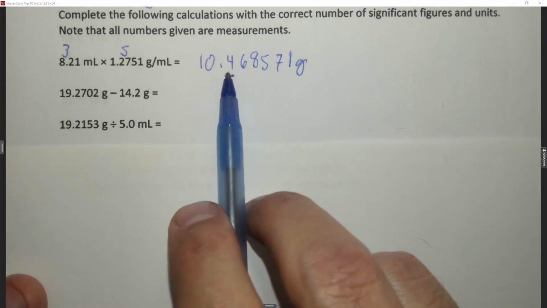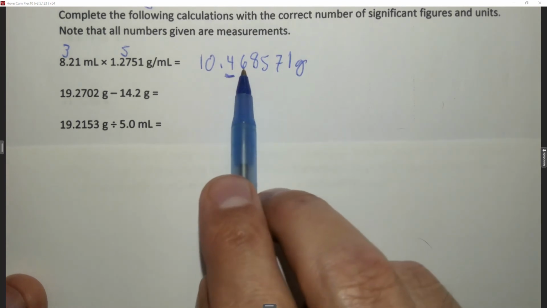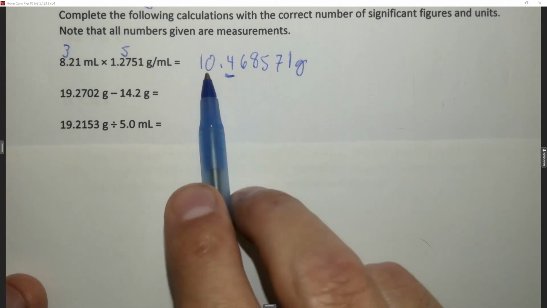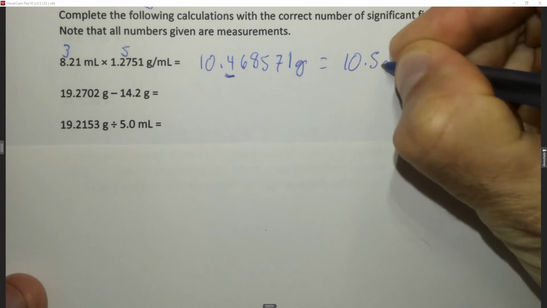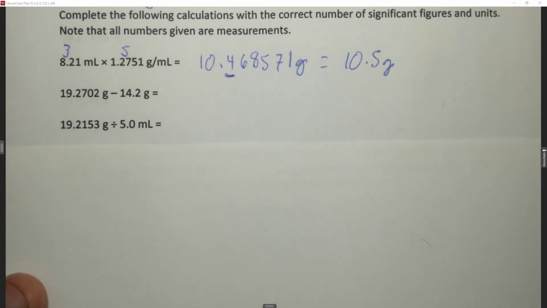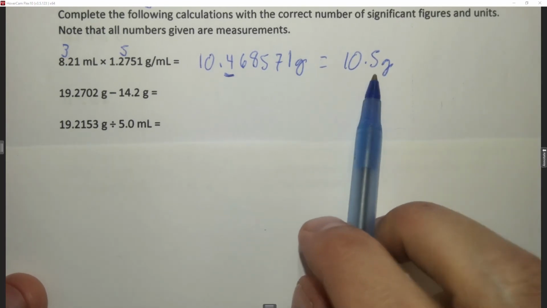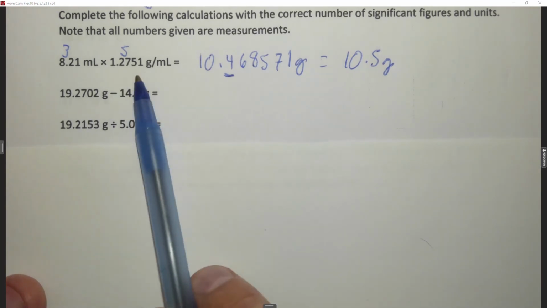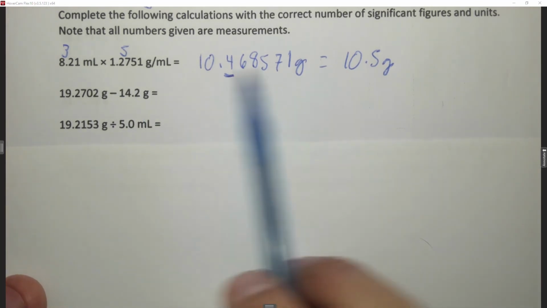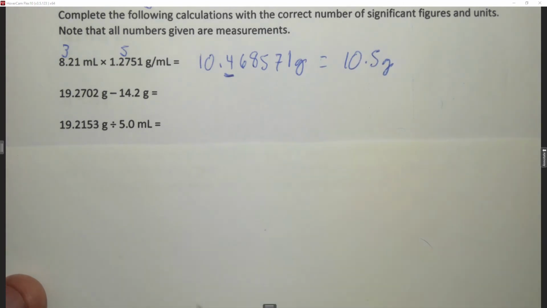Now we decide, do we want to round this up or round it down? In this case, since this is a 6, if it's 5 or more, we want to round up. So what we should put as our answer is 10.5 grams. Okay, this is now our answer with 3 significant figures. This happens all the time, especially in the lab. You do some calculations, and your calculator tells you this long answer, and then you have to round it. It also happens in the lecture course as well.